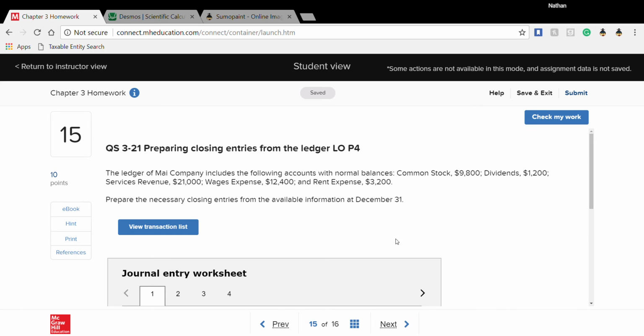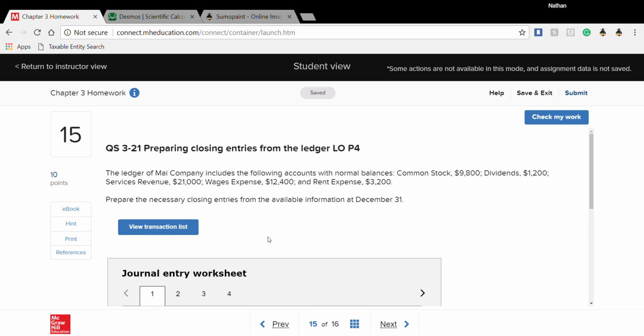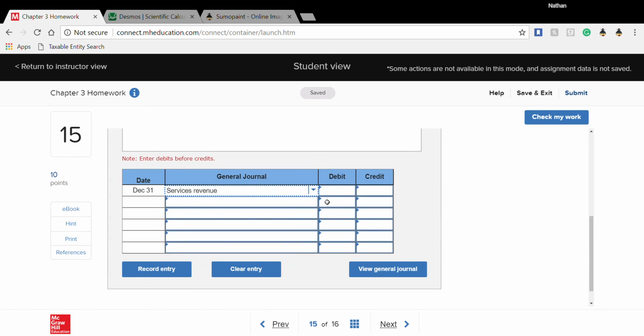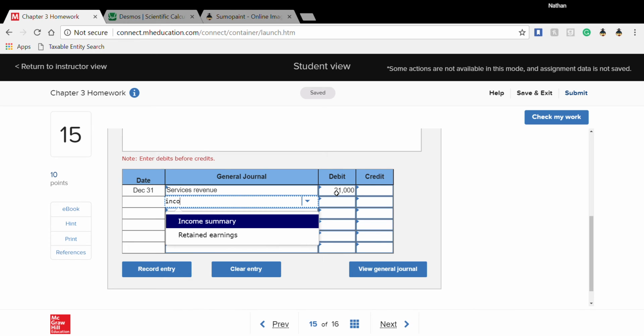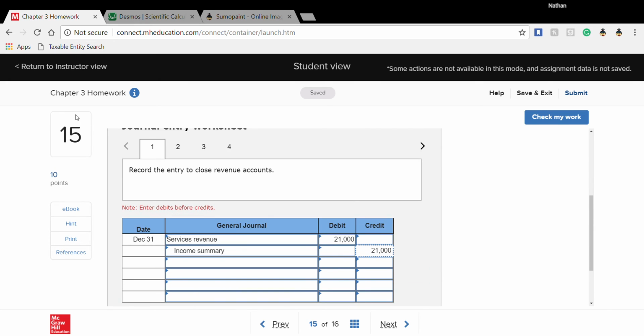So again, first step, let's get rid of our revenue. We have to do the opposite of its normal balance. Since they're normally credit, we have to debit them. So service revenue is always going to be first since it's our debit, 21,000. We get income summary of the same amount. Cool. There's our revenue, already done and set.